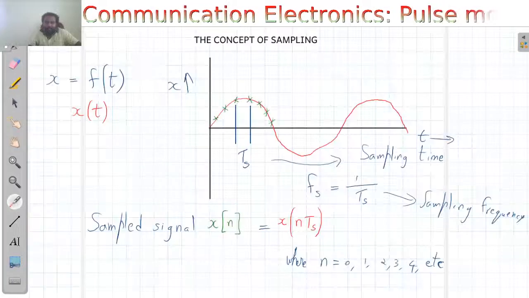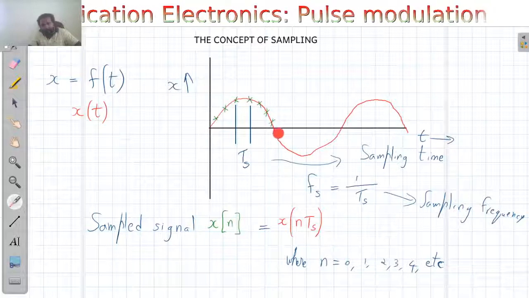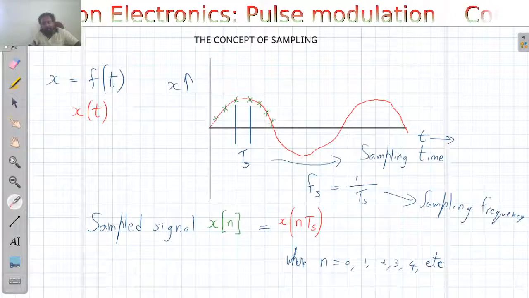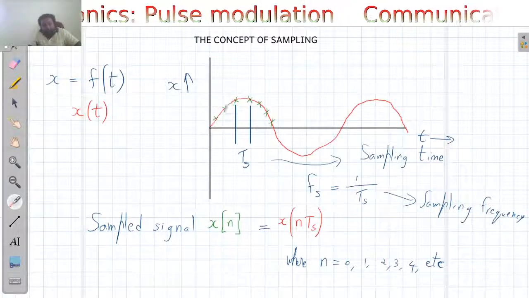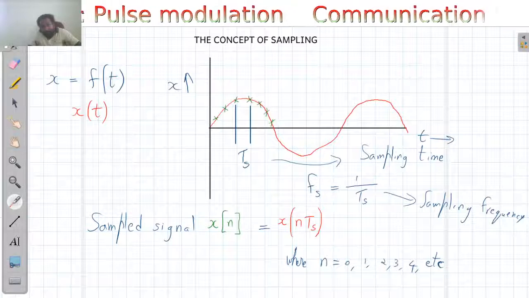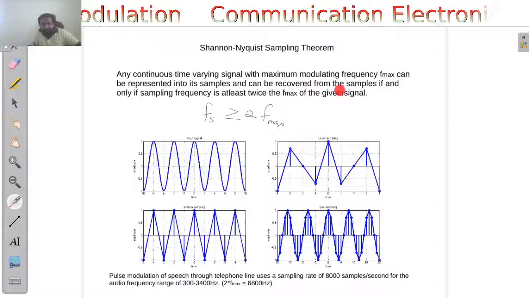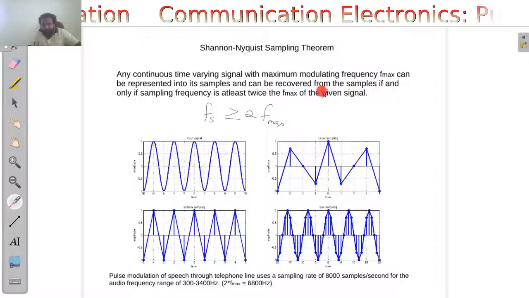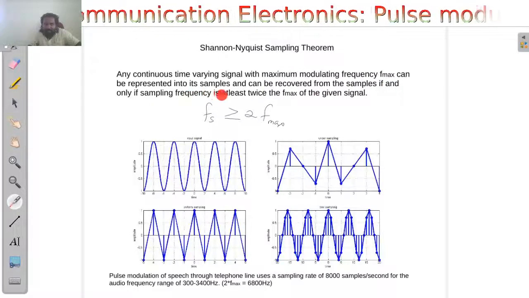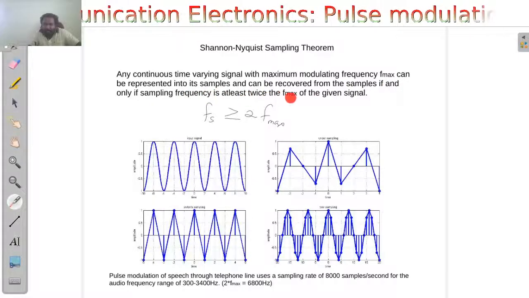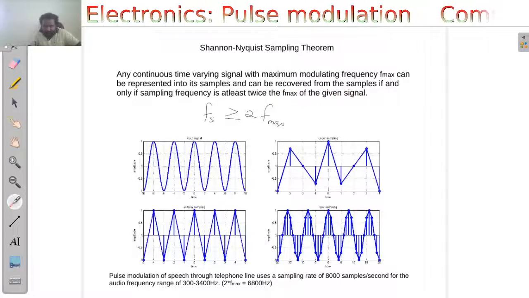So we will be transmitting only the green colored dots, but the entire wave can be constructed by the receiver by just joining the green colored dots or predicting what is in between them. It can be recovered from the samples if and only if the sampling frequency is at least twice the maximum frequency of the given signal.